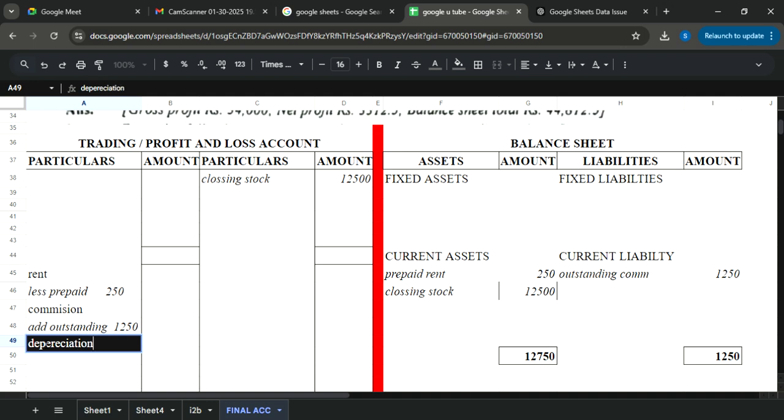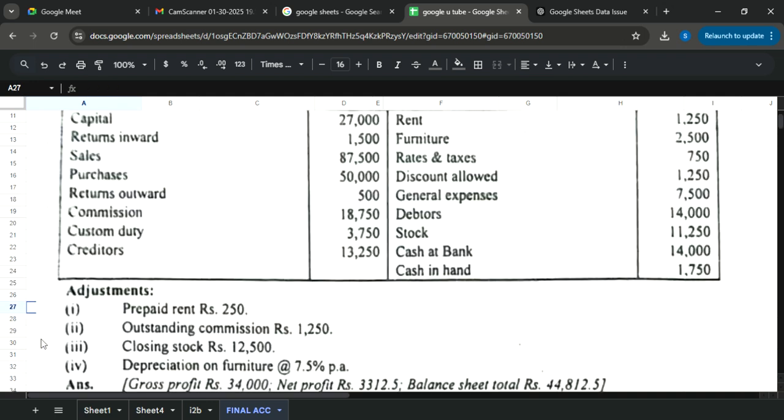And how would you calculate? We'll have to see, it is 7.5% upon which furniture. Look over here. This is furniture given in trial balance, 2500. Furniture 2500 and you need to take 7.5%.